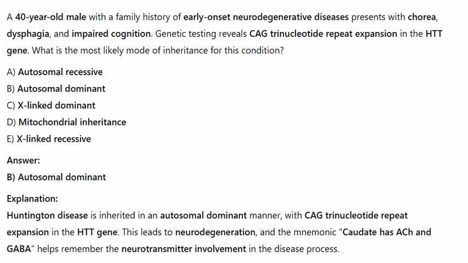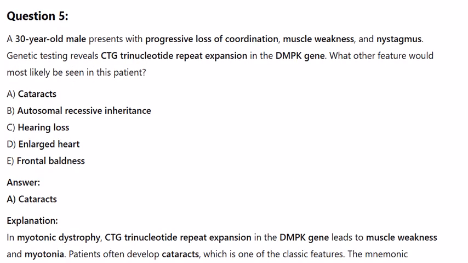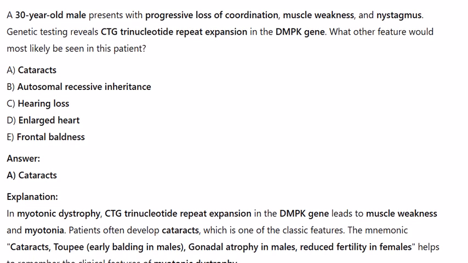Explanation: Huntington disease is inherited in an autosomal dominant manner, with CAG trinucleotide repeat expansion in the HTT gene. This leads to neurodegeneration, and the mnemonic caudate has ACH and GABA helps remember the neurotransmitter involvement in the disease process. Question 5. A 30-year-old male presents with progressive loss of coordination, muscle weakness, and nystagmus.